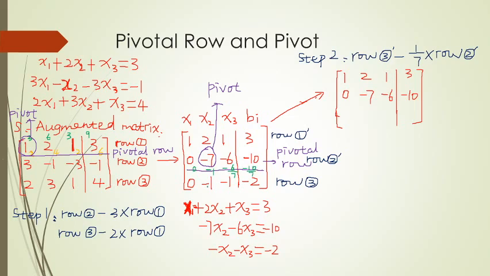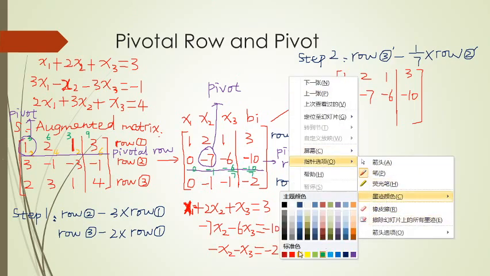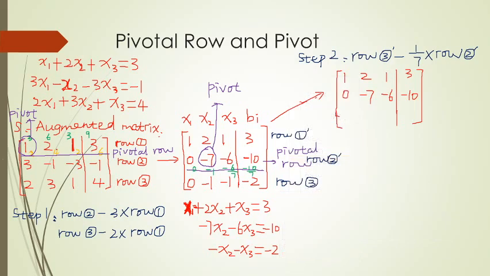So it will be the third row minus those green numbers. So 0 minus 0, of course, it's still 0. Minus 1, minus, so plus 1, we cancel out to 0. And minus 1 plus 6 over 7 is minus 1 over 7. And minus 2 plus 10 over 7, which is minus 4 over 7.